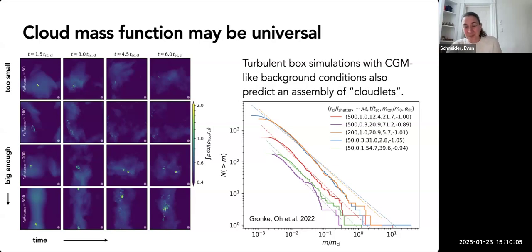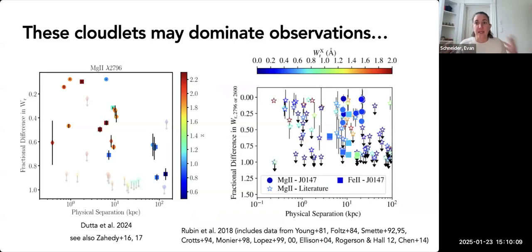The small clouds are going to have a large area covering fraction. In fact, they may be the thing that dominates observations of any system that's cloudy like this. I should say I borrowed some of these slides from Kate Rubin, and I'm using them totally shamelessly. So many thanks to Kate for letting me use some of the stuff she set up here.